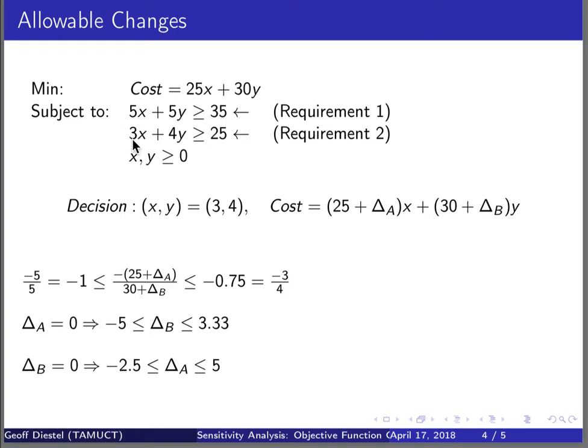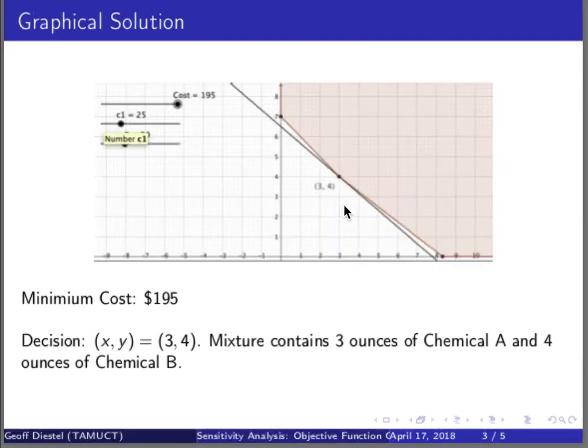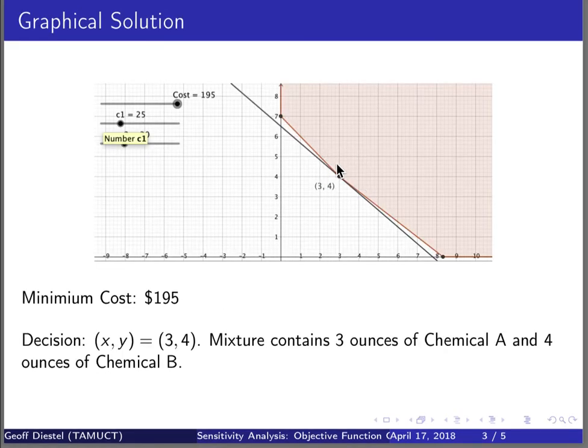Again, we'll be looking at our model. We have our decision, 3, 4. We introduce possible changes in those objective function coefficients for their cost by introducing delta A and delta B. So these are just measuring how much those numbers 25 and 30 might change in the future. And then we just need to compare that slope to the slopes of those two edges that our decision came from. So 3, 4 was on two edges of our feasible region.